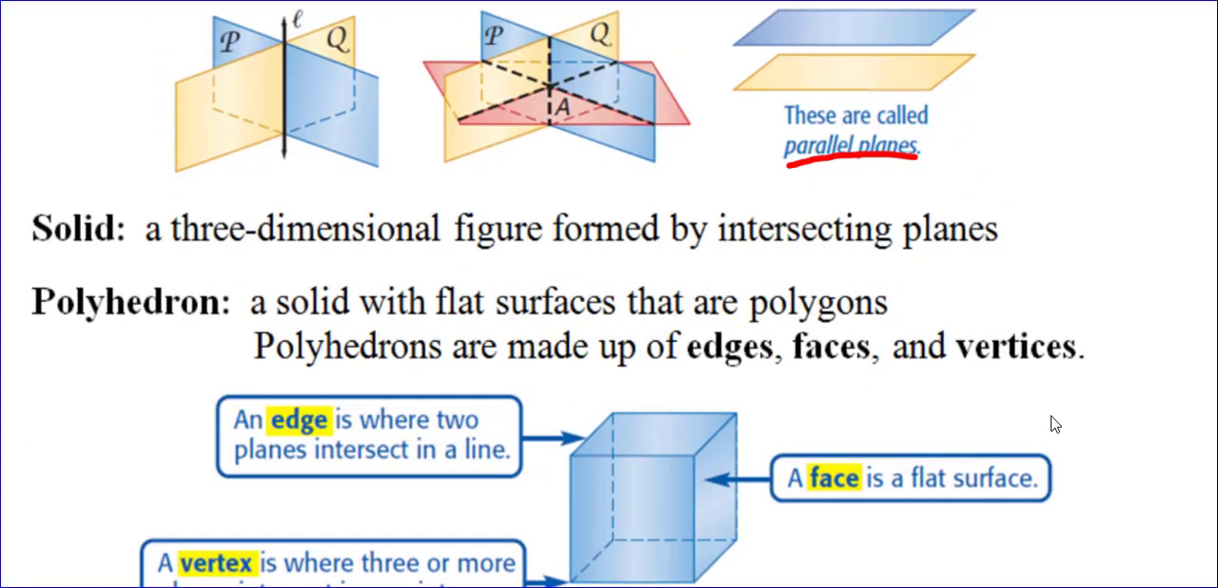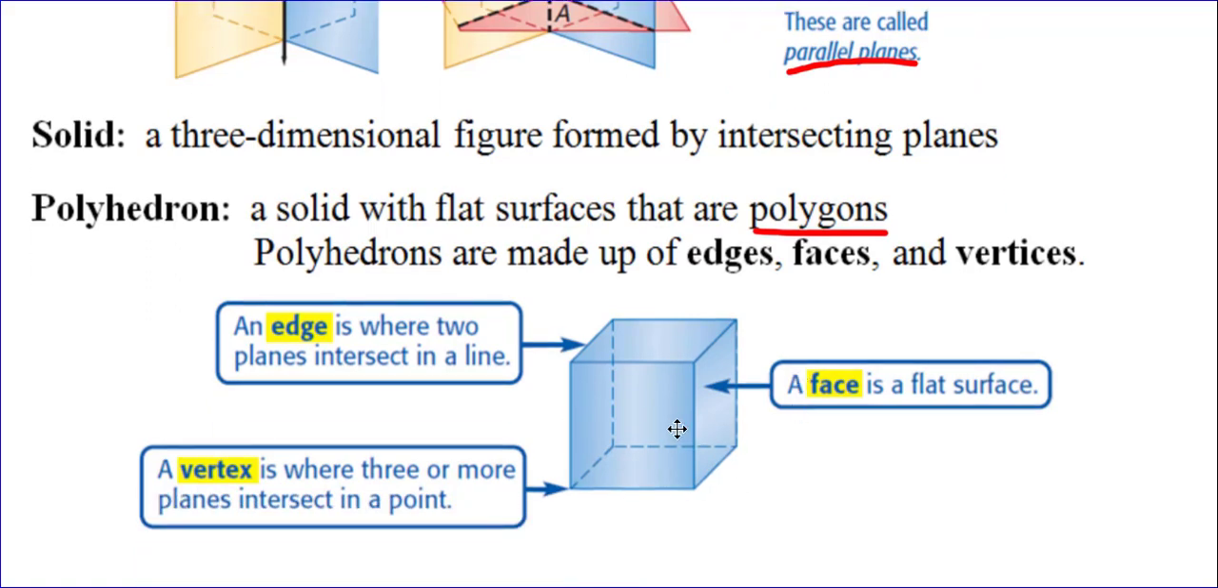The word solid refers to a three-dimensional figure formed by intersecting planes. Polyhedron is a solid with flat surfaces that are polygons. Polyhedrons can be made up of edges, faces, and vertices. And in case you do not remember what the word polygons mean, they are things such as rectangles, squares, triangles, parallelograms, trapezoids, hexagons, pentagons, and so on. So that's what polygons are referring to.